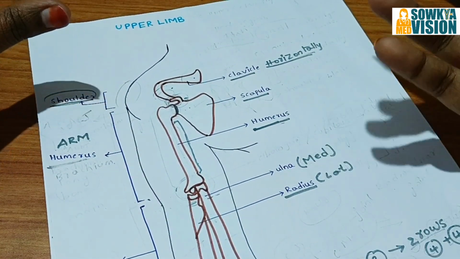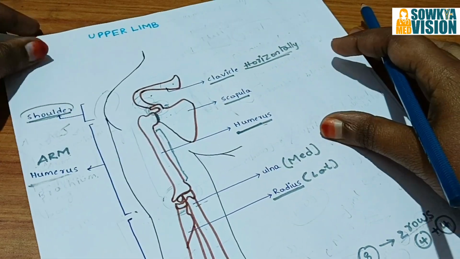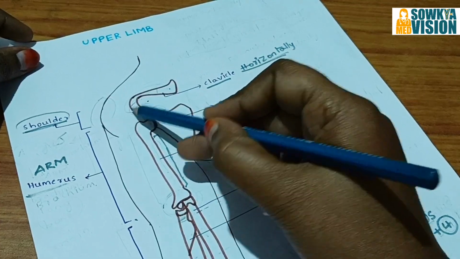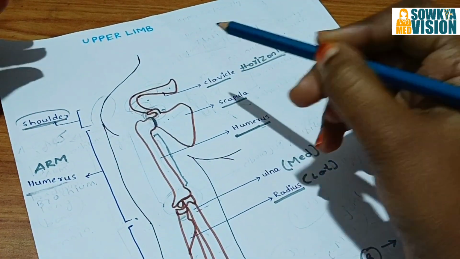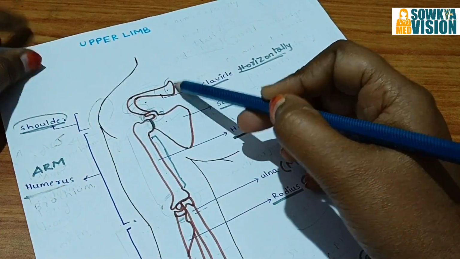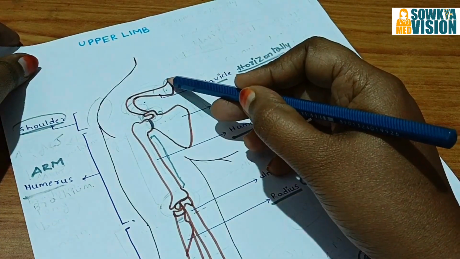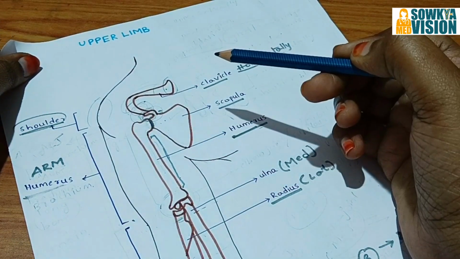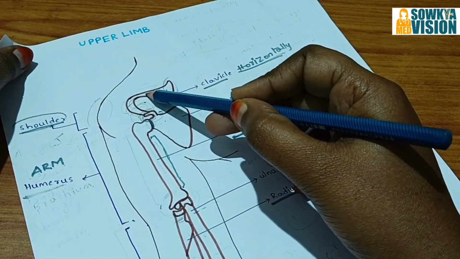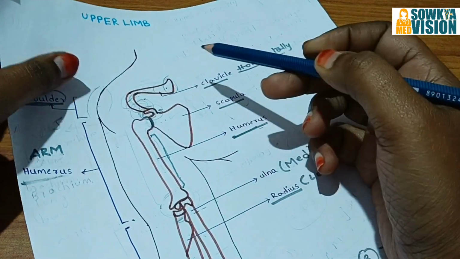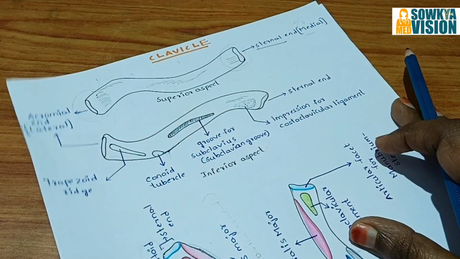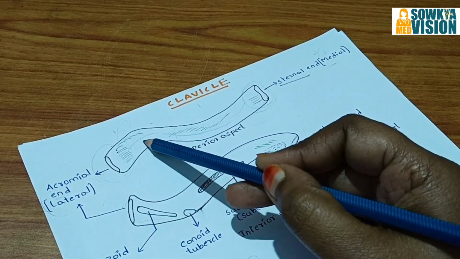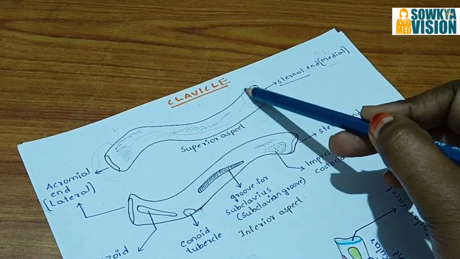Clavicle is also known as the collarbone, the beauty bone, which is very prominent at the root of the neck. This is the clavicle situated horizontally at the root of the neck, having two ends. The end towards the axial body is known as the medial end. The end away from the axial body is known as the lateral end. And see the shaft, which is very curved, S-shaped. This is our beauty bone, the clavicle. This is the S-shaped, curve-shaped shaft. This is the lateral end and this is the medial end.